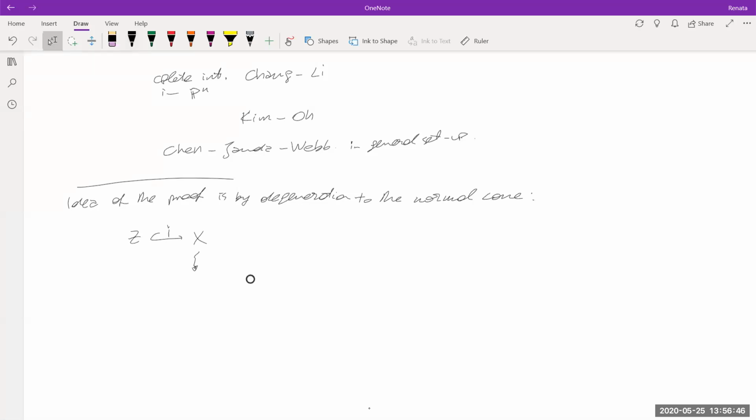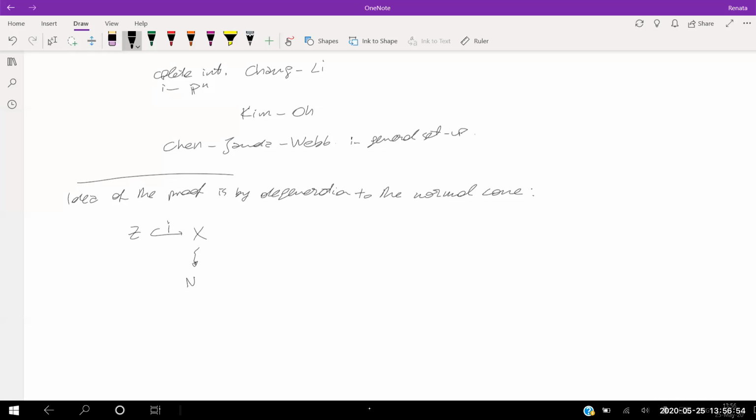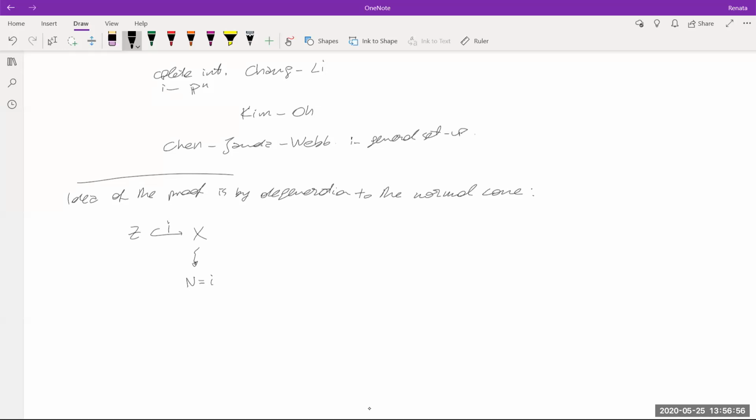that taking the deformation space, the Fulton-MacPherson deformation space, can be degenerated to the embedding of Z as the zero section inside the total space of the normal bundle.